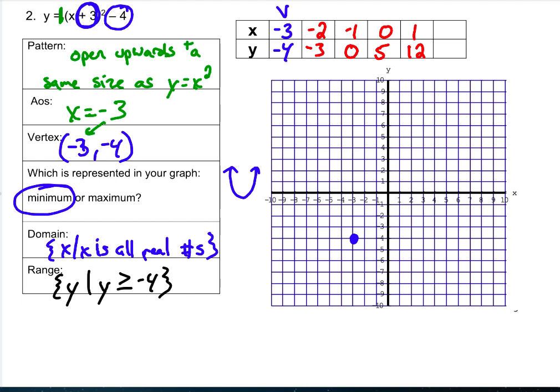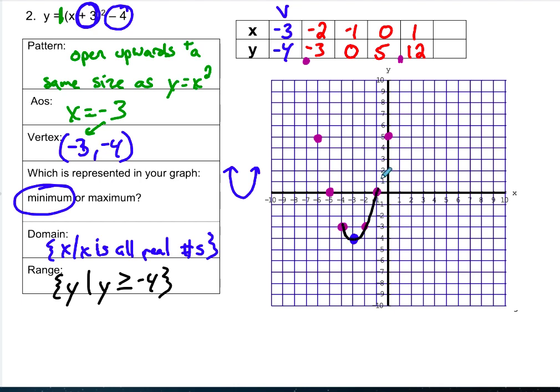So let's go ahead and plot those. Negative 2 and negative 3, but I know I'm going to have a matching one on the other side. And then negative 1 and 0, so negative 5 and 0. Then 0 and positive 5, so negative 6 and positive 5. And then 1 and 12, so 7 and 12.